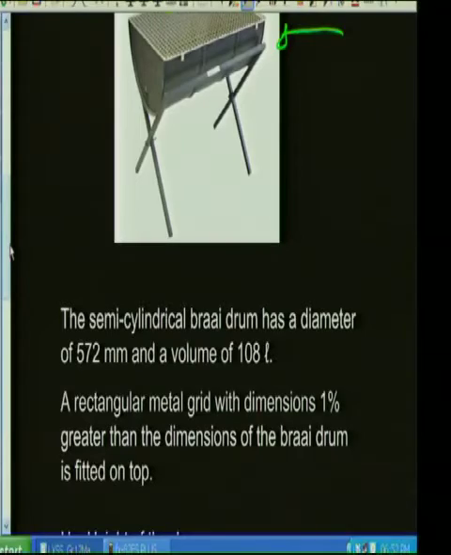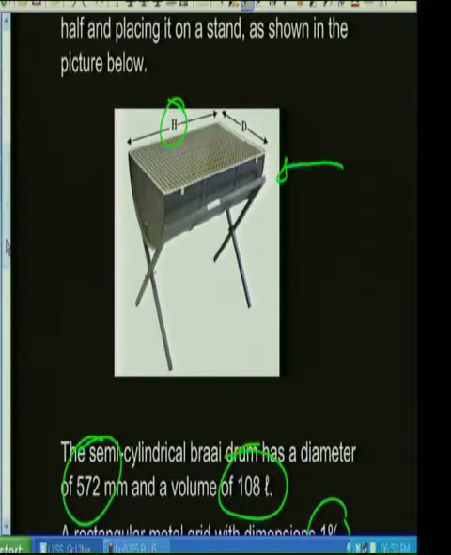Now, the semi-cylindrical braai drum has a diameter of 572 millimeters and a volume of 108 liters. A rectangular metal grid with dimensions 1% greater than the dimensions of the braai drum is fitted on top. Let's go back to our diagram. If you look at our diagram, you can see there quite clearly that we have the actual drum. On top of the drum is this funny kind of wire thing which we call a grid. And obviously that grid is what we put our meat on.